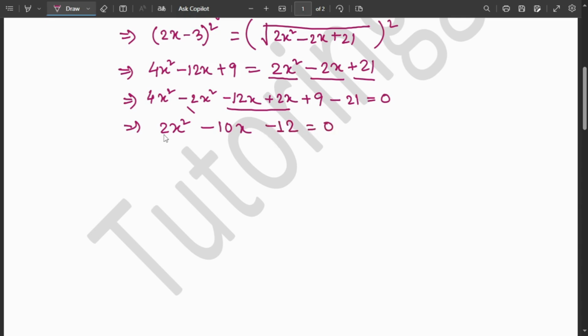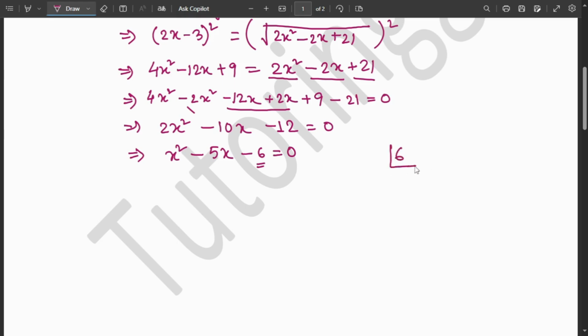We can see that 2 is the common factor of these three terms, so we can take 2 as common. Okay, so it becomes x square minus 5x minus 6 equals to 0. It is a form of the quadratic equation. So after that, we solve the quadratic equation by the middle term split.